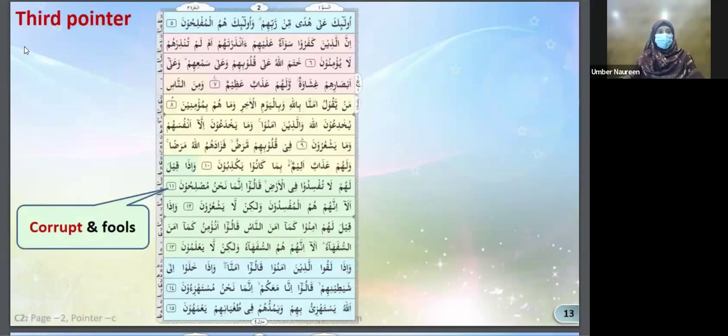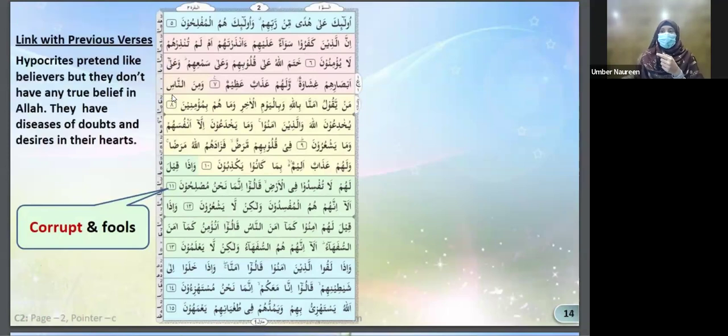Let's first of all, the third pointer is here. Earlier in the second last lesson, we were talking about the hypocrites, those who pretend to be believers, but they don't have any true belief in Allah. They have the disease of doubts and desires in their hearts. This is for their worldly matter. And if we talk about their akhirah, the Quran is telling us that there would be azab azim for them.